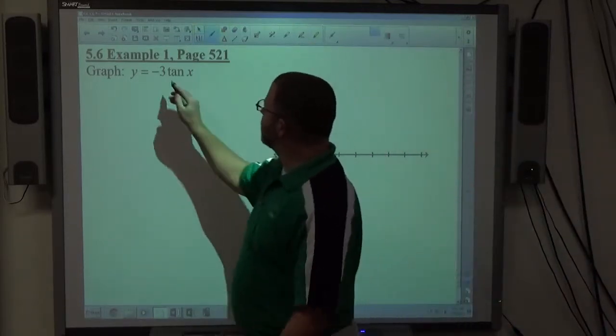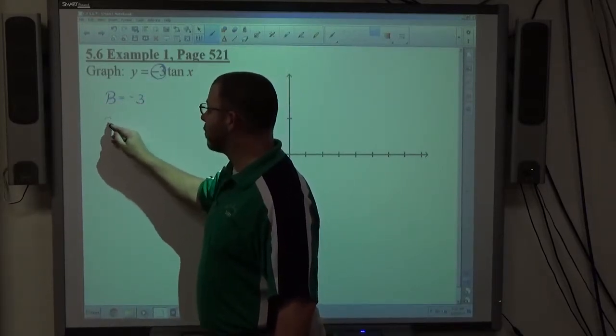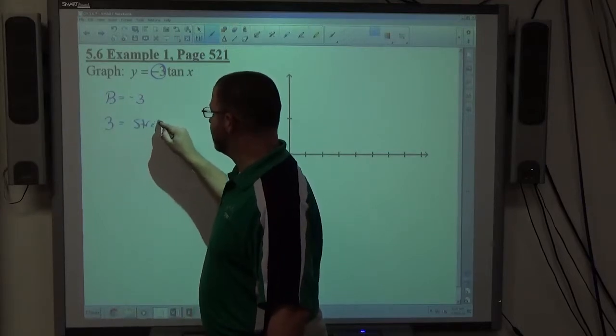So what I can see from this is the value of b is -3, which means that 3 is equal to the stretch constant.